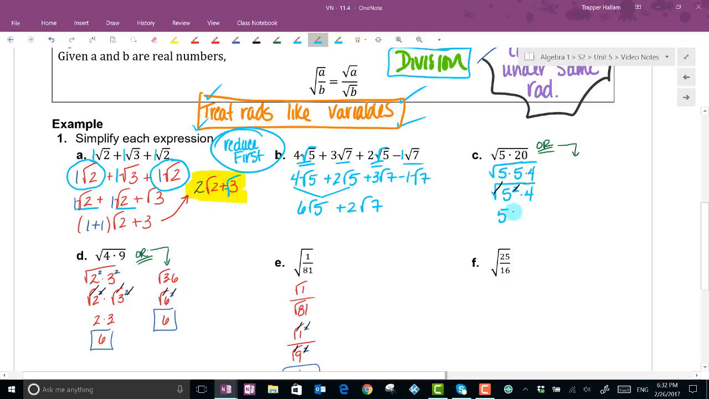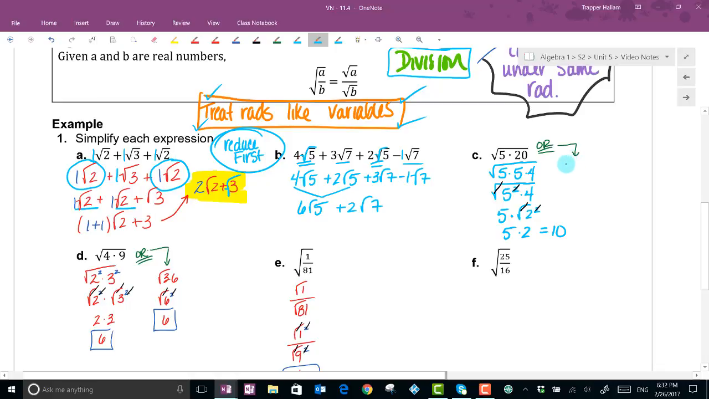So this 5 is now free of the radical. And you'll notice that this 4 can be changed as well. I probably should have done it at the same time, but I'm going to go ahead and change it now. So now the 4 can be thought of as 2 squared. So I'm going to go ahead and reduce that out, and then that's going to be 5 times 2, so this is going to result in 10.